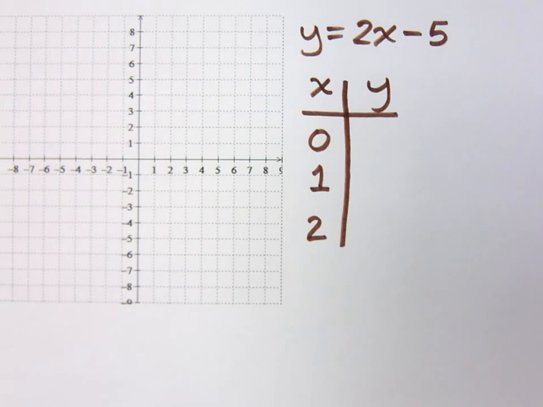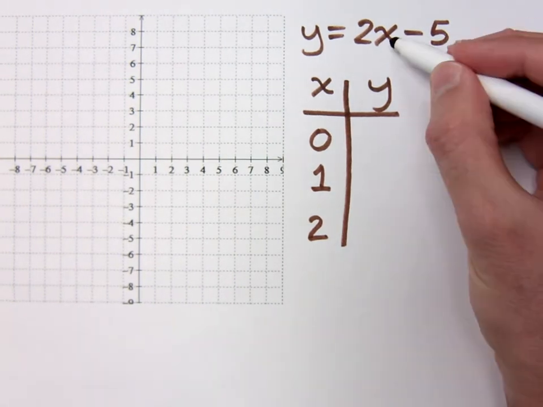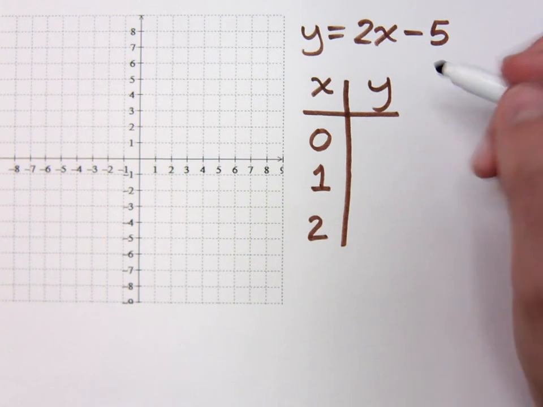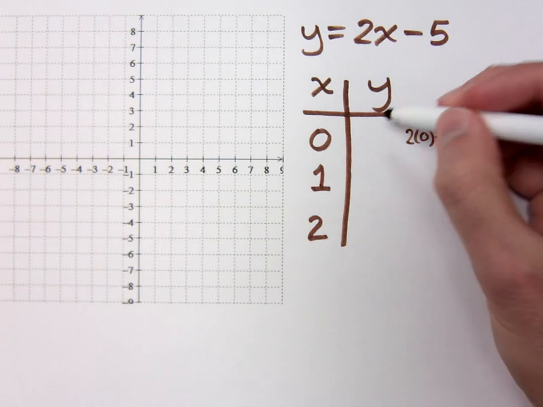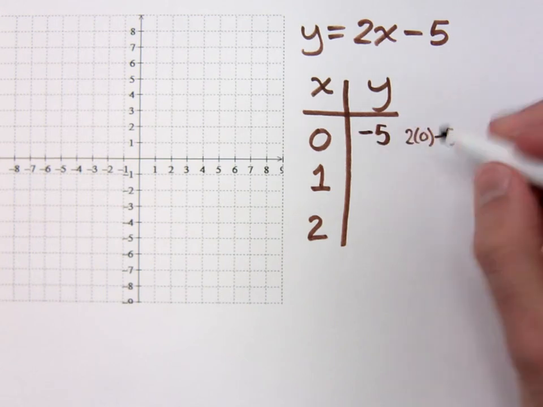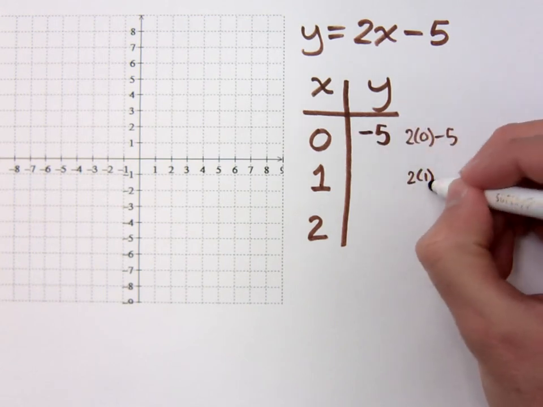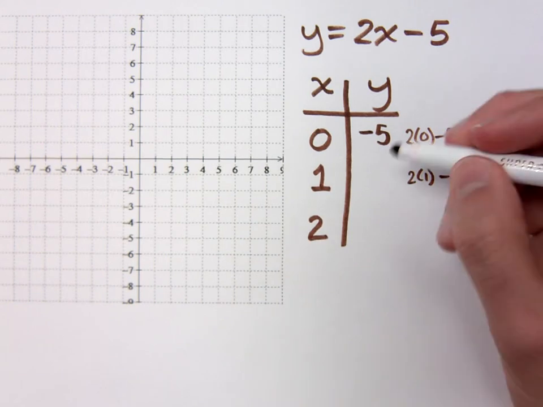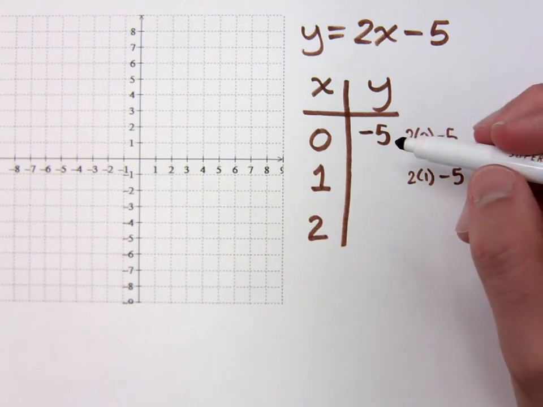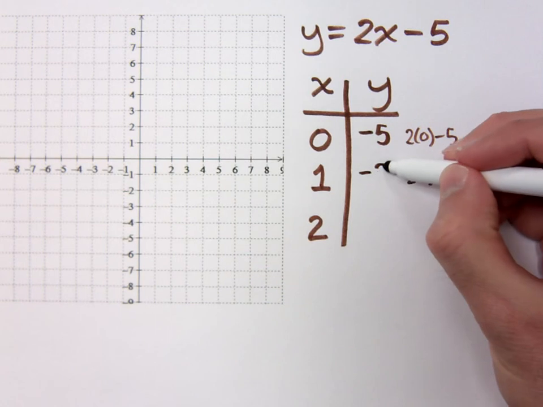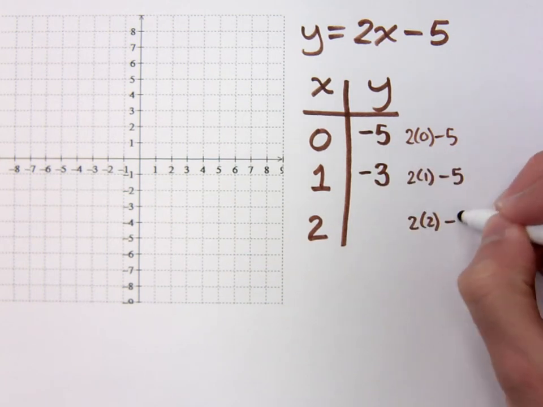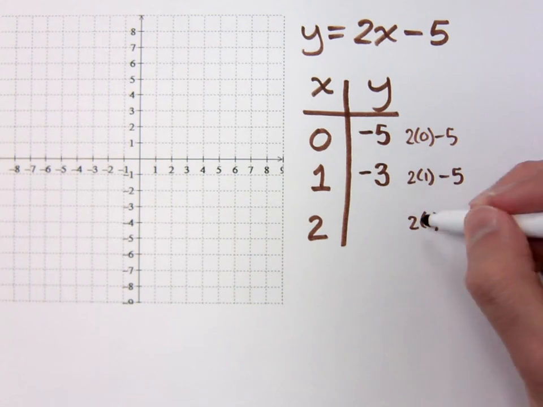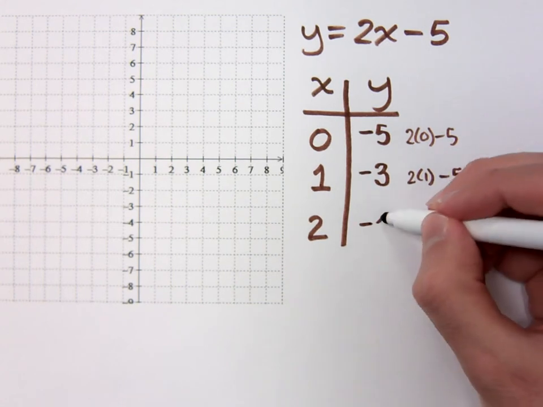So if I plug in 0, that means you're replacing the x with 0. What do you get? 2 times 0 minus 5, so 0 minus 5 is negative 5. If I plug in 1, 2 times 1 minus 5 is what? Negative 3. If I plug in 2, 2 times 2 minus 5 is how much? 4 minus 5 is negative 1.